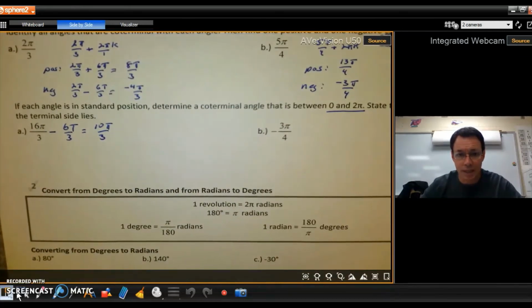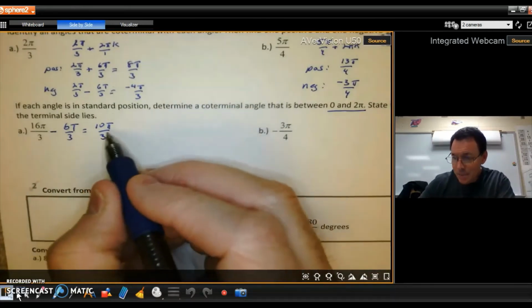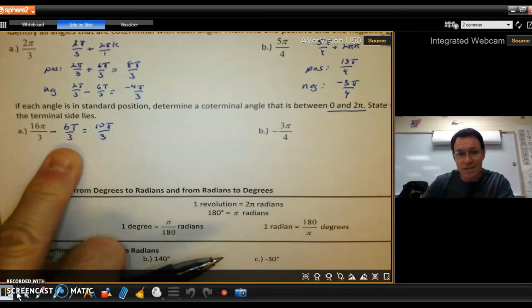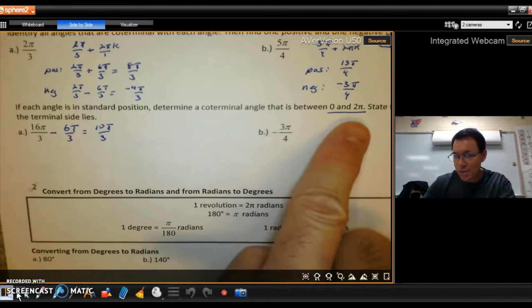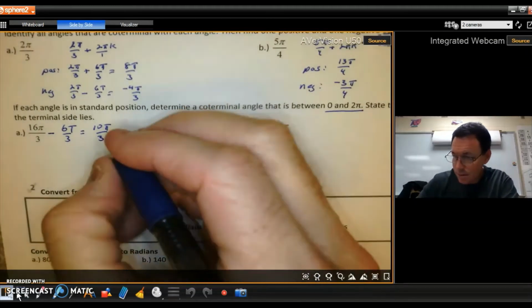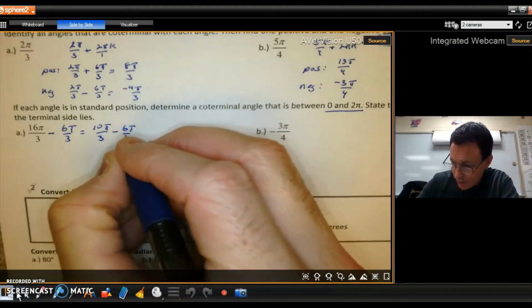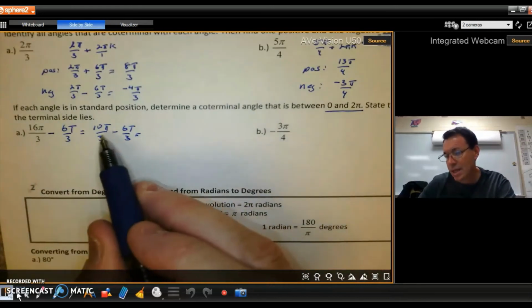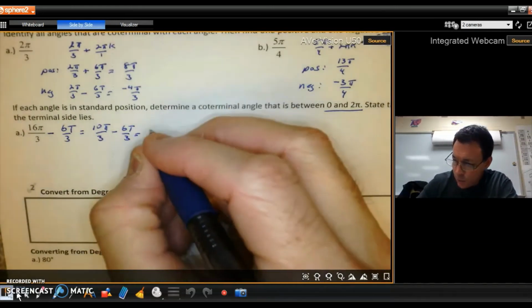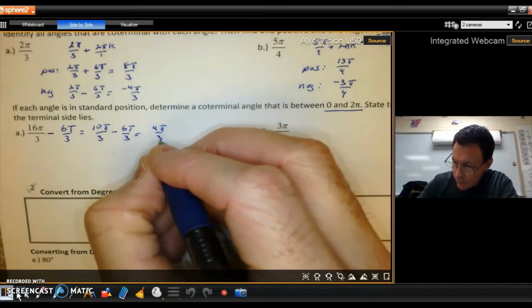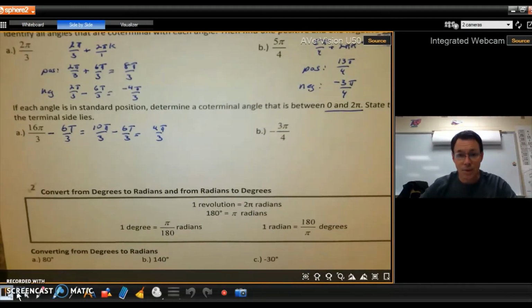Well, that's still too big. I need my answer to be less than this 2 pi that we're using. I need an answer between 0 and 2 pi. So do it again. Subtract another 6 pi over 3. All right, so what's that? 10 minus 6 is 4. 4 pi over 3. And that is smaller than 2.